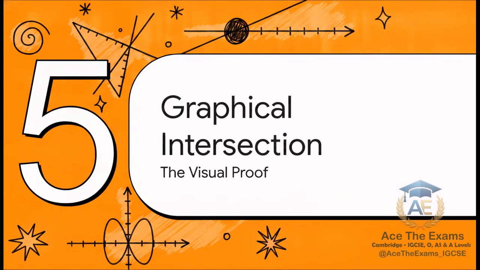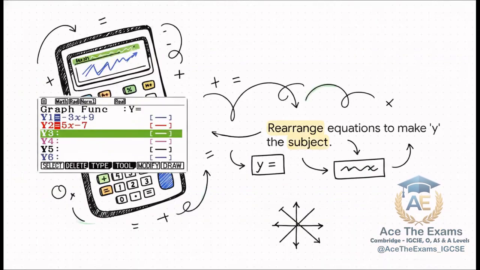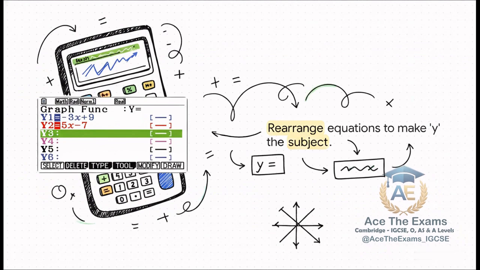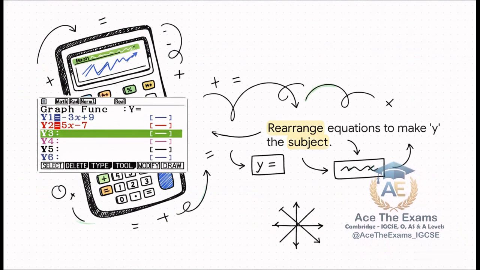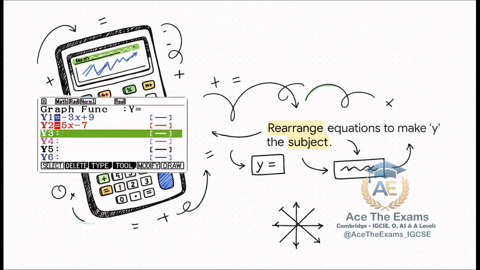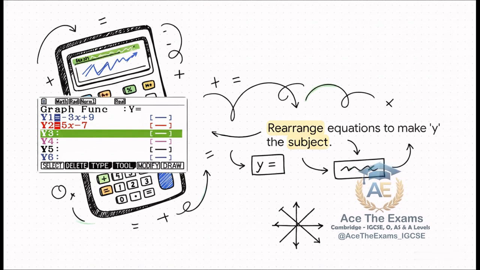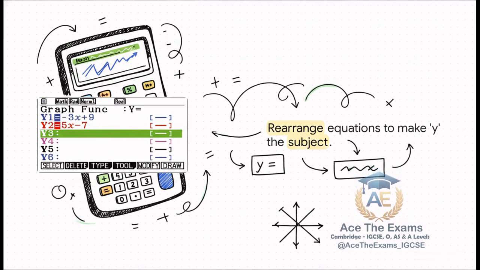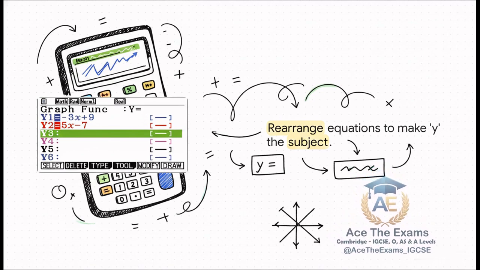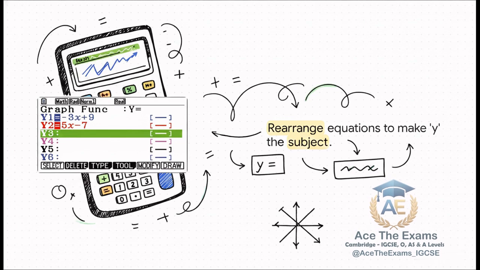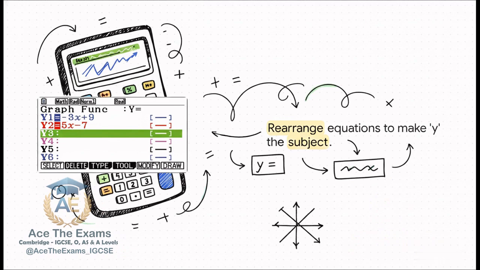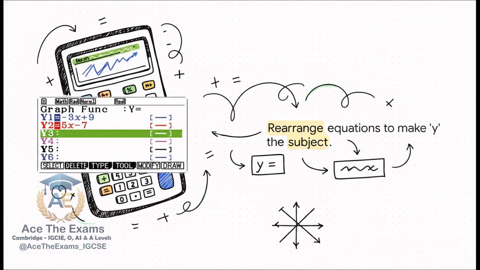And that brings us to Section 5, the graphical intersection method, the visual proof. To solve this graphically, we're going to need a graphic display calculator. But here's the thing, calculators don't natively speak the language of 3x plus y equals 9. We first have to translate our formulas into a format the calculator can actually plot. That means rearranging our equations to make y the subject. So 3x plus y equals 9 becomes y equals negative 3x plus 9, and 5x minus y equals 7 rearranges to y equals 5x minus 7.